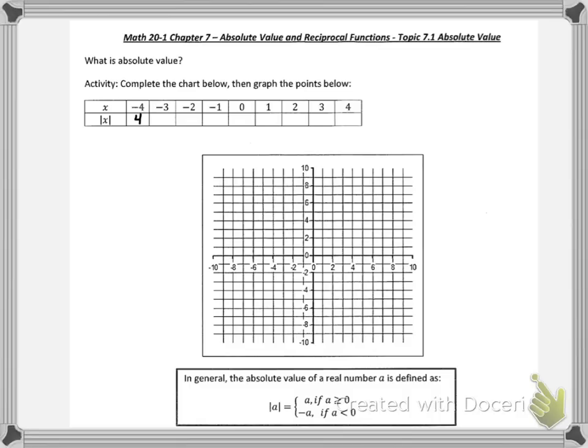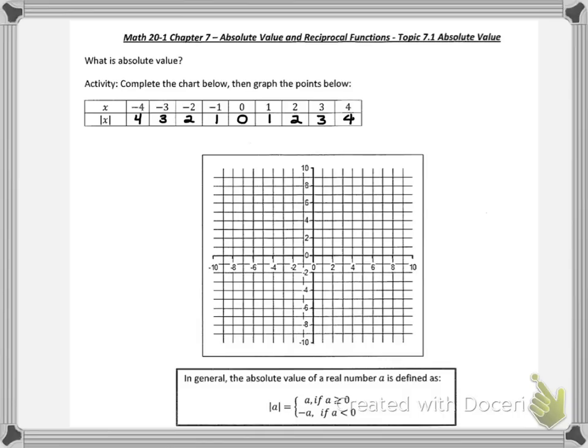Absolute value can be defined as the distance from 0 on a number line. So the absolute value of -3 is +3. The absolute value of -2 is +2. -1 is 1. 0 is 0. 1 is 1. 2 is 2. 3 is 3. And 4 is 4.